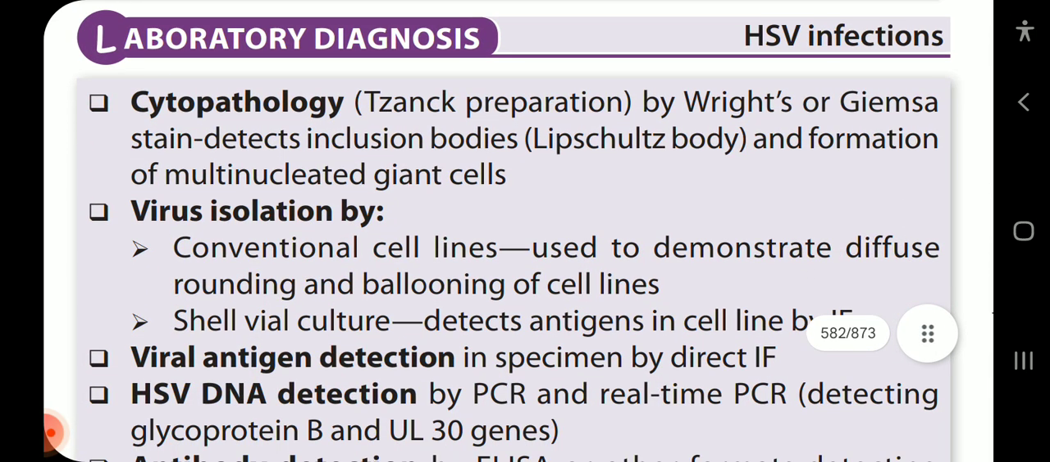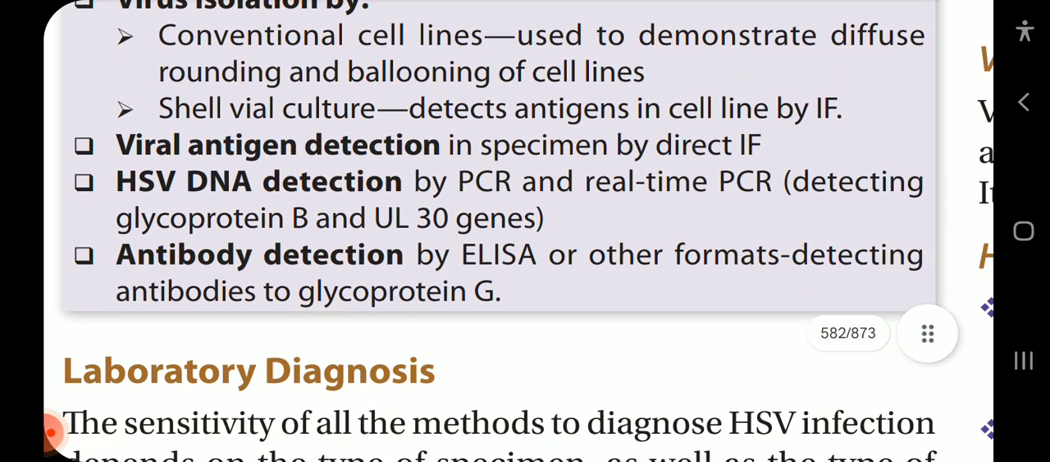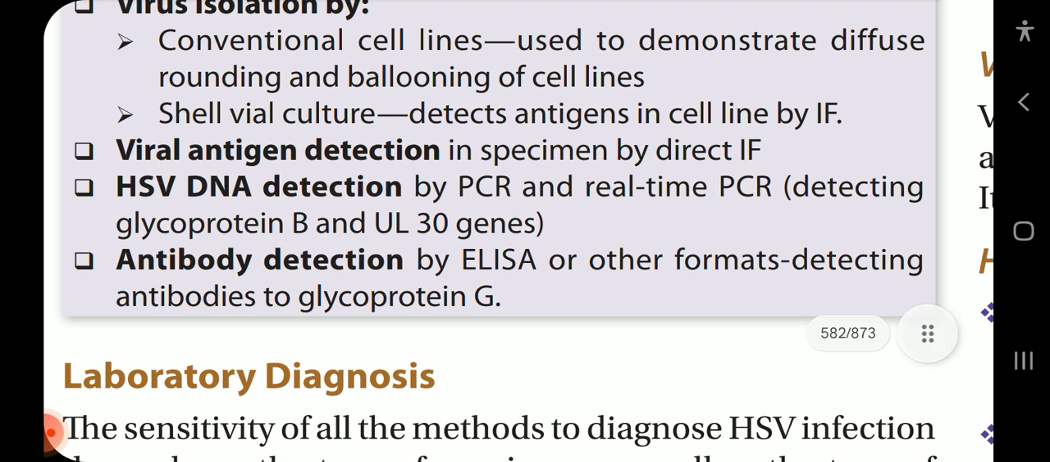HSV infection lab diagnosis. Cytopathology: Tzanck preparation by Wright's or Giemsa stain detects inclusion bodies, Lipschütz bodies, and formation of multinucleated giant cells. Virus isolation by conventional cell lines is used to demonstrate diffuse rounding and ballooning of cells. Shell vial culture detects antigens in cell lines by IF.